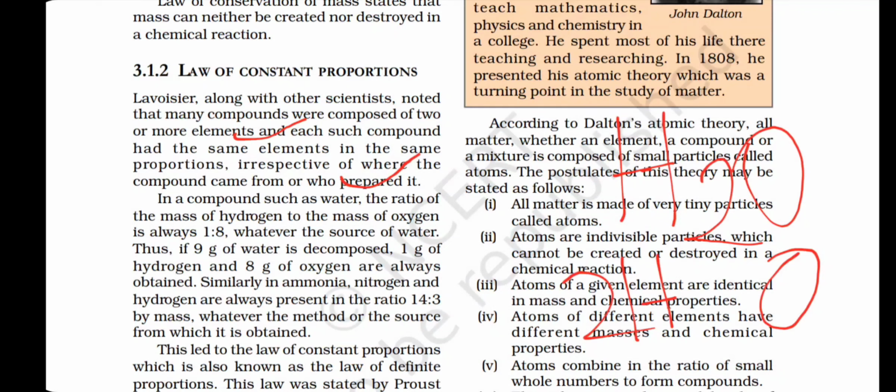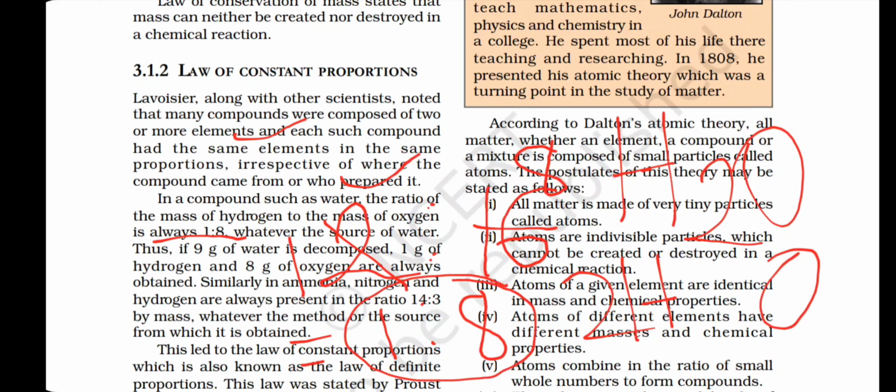In a compound such as water, the ratio of the mass of hydrogen to the mass of oxygen is always 1:8. Suppose the weight of 2 hydrogen is 2 AMU, that is 2 atomic mass units, and oxygen is 16 AMU. If we take this as a ratio and cancel with 2, we get 1:8, and it is the same for every sample of water. That is, the ratio is always universally the same.